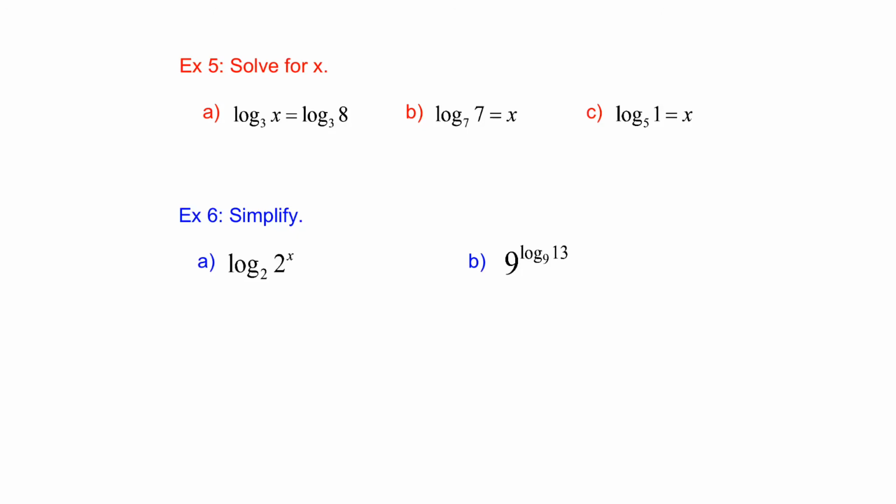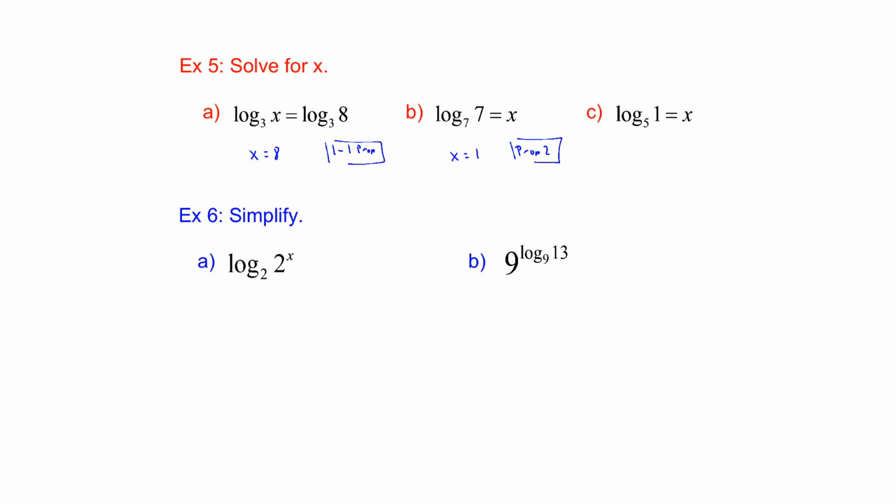Solve for x. Log base 3 of x is equal to log base 3 of 8. Well, if we have those logarithms with the same base, then this is the one-to-one property that allows us to say x is equal to 8. On b, log base 7 of 7 is equal to x. Log base 7 of 7, that means that x is equal to 1, and that's because of property number 2. So I'm just going through and explaining which properties we're using on each of these.